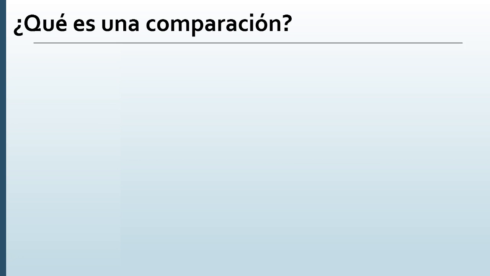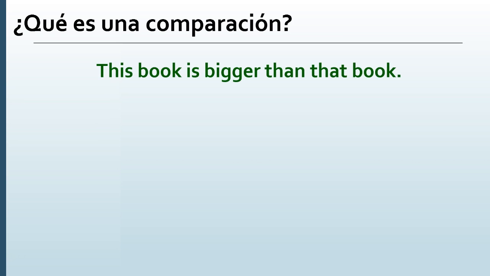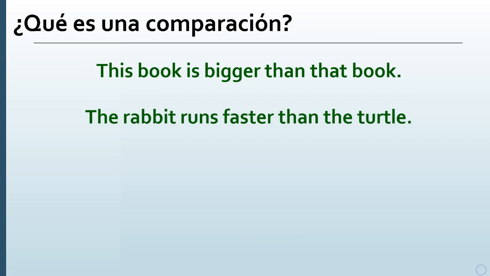Entonces, algunos ejemplos. This book is bigger than that book. So we are comparing this book and that book, and the difference is that one is bigger than the other. Next one. The rabbit runs faster than the turtle. In this case, we're comparing the rabbit and the turtle, and the difference between them is that the rabbit runs faster.